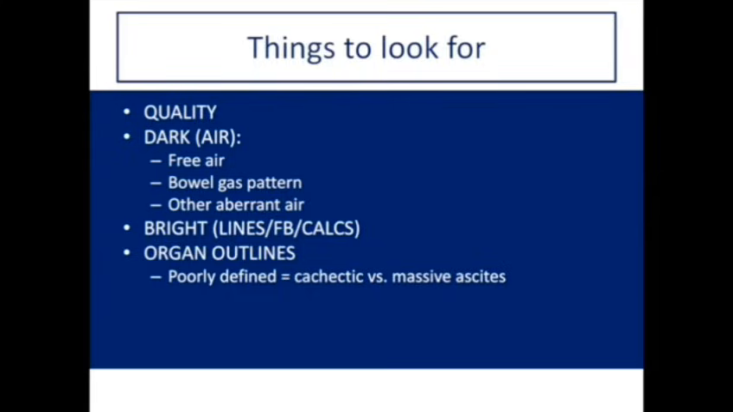Next, you're going to look for the organ outlines. You're going to look at the liver, the spleen, the kidneys, and the psoas muscles. As I mentioned before, the reason you can actually see the outlines of these organs in most patients is because the soft tissue organs are surrounded by fat, which is slightly less dense than the organs themselves. If you have a patient where you can't make out the organ outlines very well, it could mean one of two very common things. One, the patient may be cachectic and not have much fat around the organs to outline them well, or the patient may have massive ascites where the fluid obscures the borders of the organs.